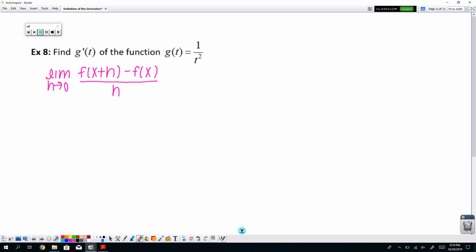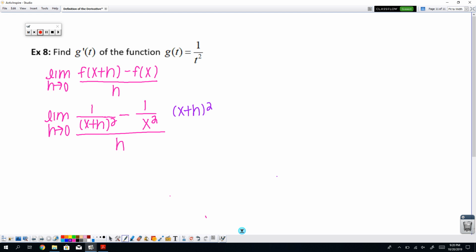Okay, the limit as h approaches 0 of 1 over x plus h squared minus 1 over x squared, because I decided to use x's, and we can put the t's back in a minute, over h. So, things that we'll need: x plus h squared, and we'll need another x squared.